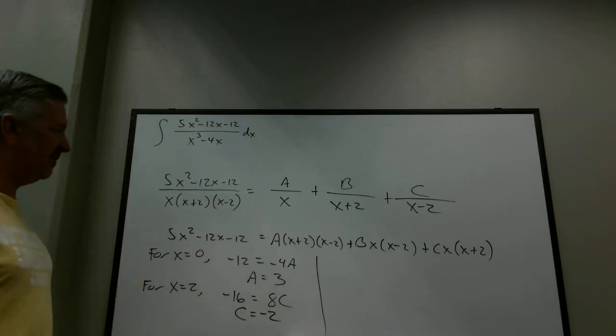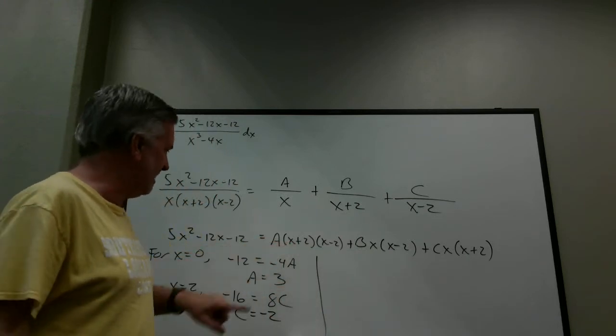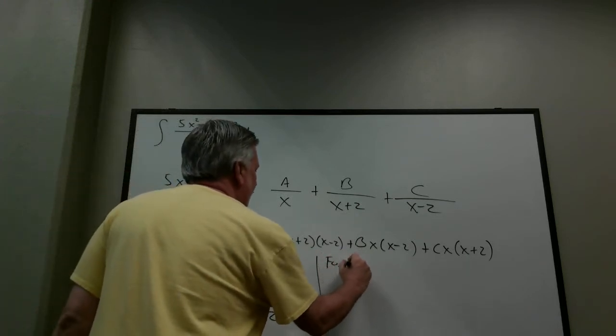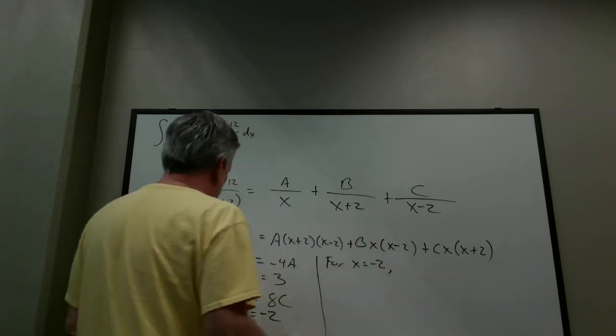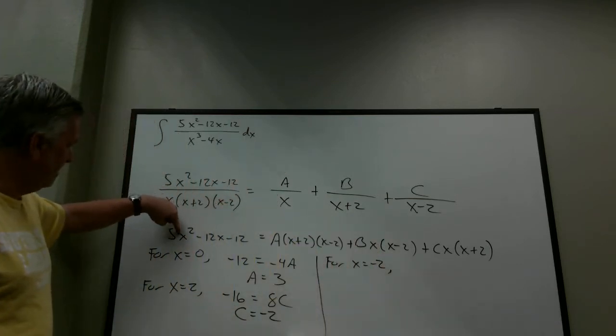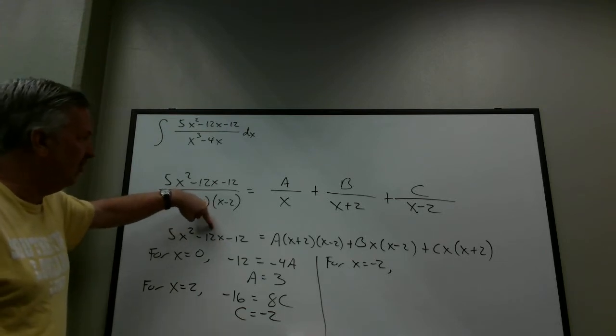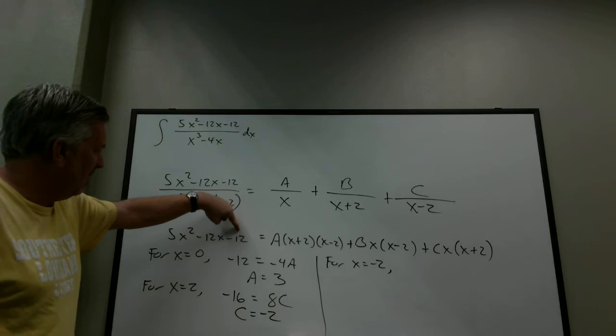So all we have to do is find b. So it'd be nice to eliminate a and c, and notice to eliminate those, you let x be negative 2. So for x equals negative 2, if I plug negative 2 on the left-hand side, that's 20 plus 24 is 44, minus 12 is 32.